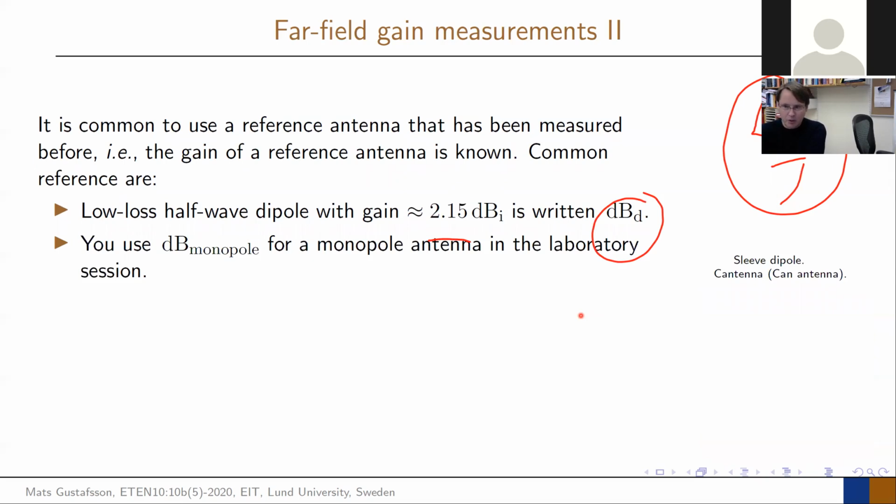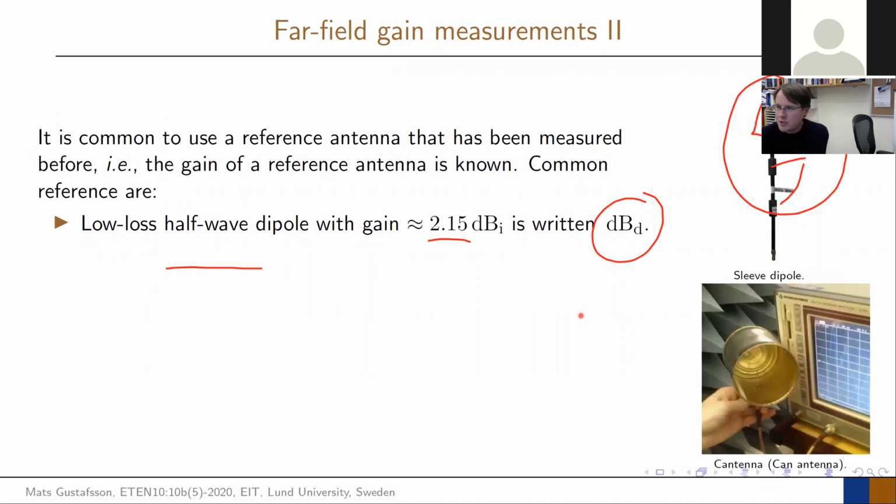If we use a monopole, which you will do in the laboratory session, you will measure in a unit that's called dB monopole. So that is the unit that you get out. And then if you know what the reference is, then you can calculate your own gain for your own antenna. Otherwise, you only have it in this dipole setting.